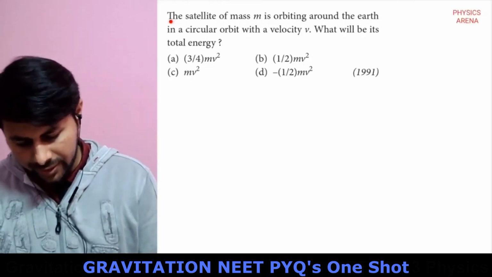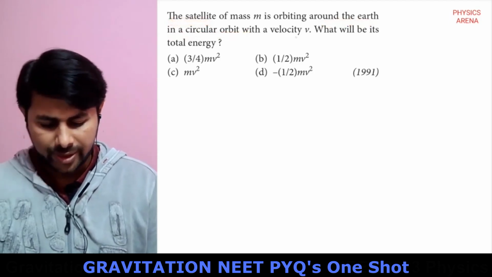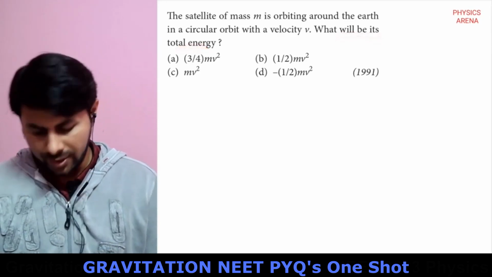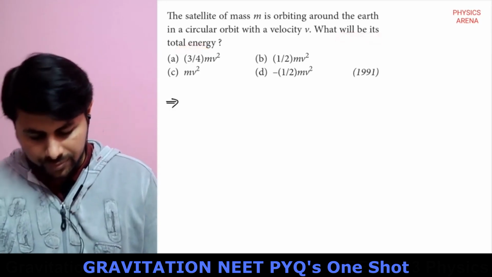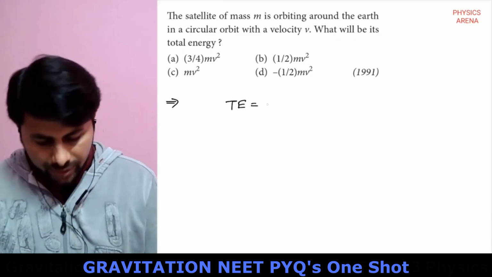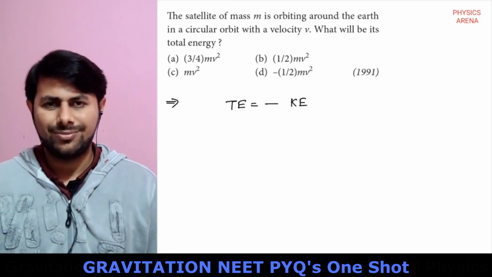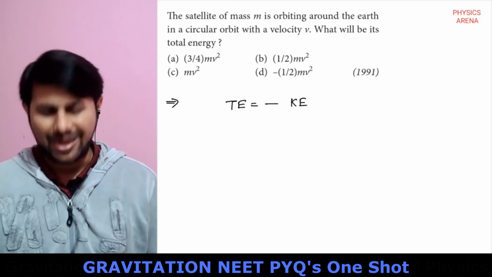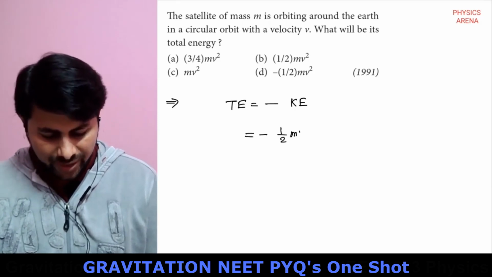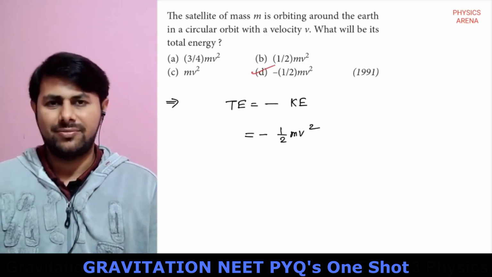Next question. The satellite of mass m is moving around the Earth in a circular orbit with velocity v. What will be its total energy? So we know that total energy is equal to minus of kinetic energy, right? It is minus of half mv square. Option D.